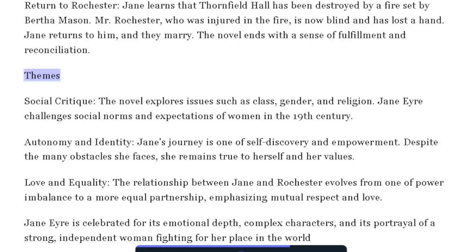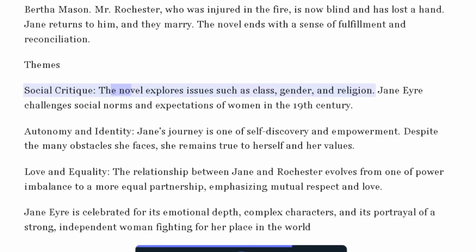Themes. Social critique. The novel explores issues such as class, gender, and religion. Jane Eyre challenges social norms and expectations of women in the 19th century. Autonomy and identity. Jane's journey is one of self-discovery and empowerment. Despite the many obstacles she faces, she remains true to herself and her values.